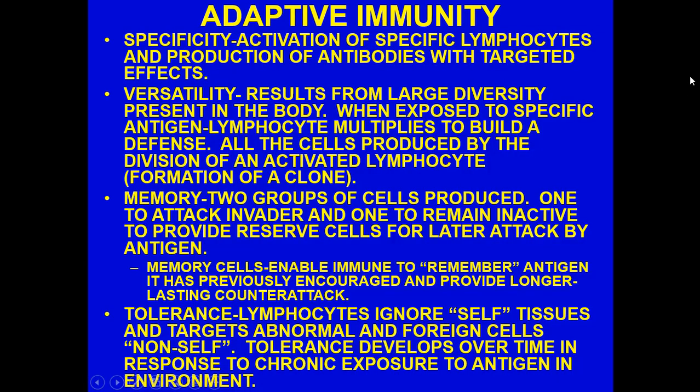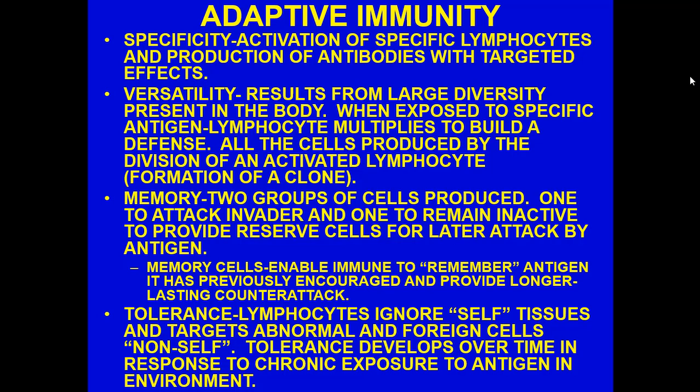Now, specificity. This is where we're going to get into a little bit of the issue of antibodies. The activation of specific lymphocytes and production of antibodies with targeted effects. Well, this depends on several terms that you have to be familiar with. First, versatility. Next, memory. Finally, tolerance. Versatility results from large diversity present in the body, basically this capability for the adaptive immunity.